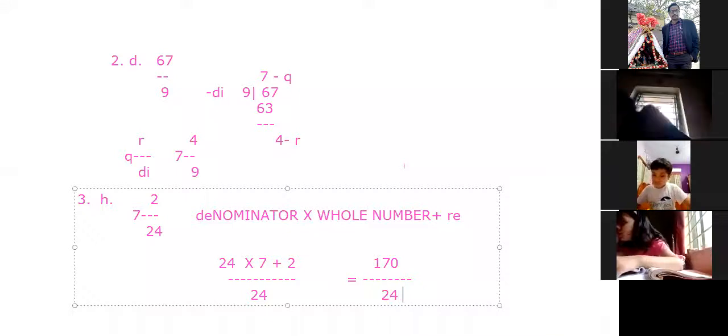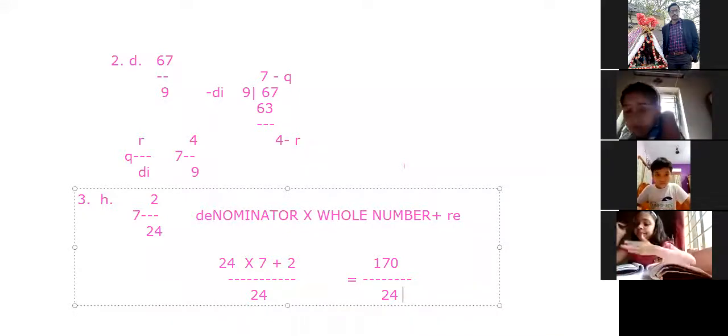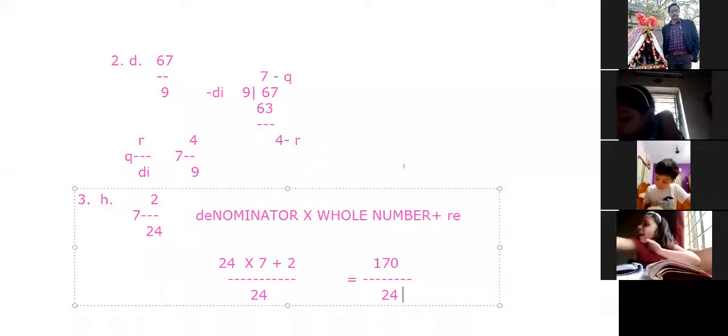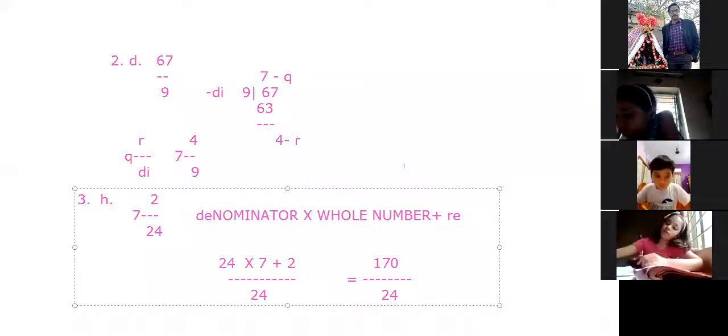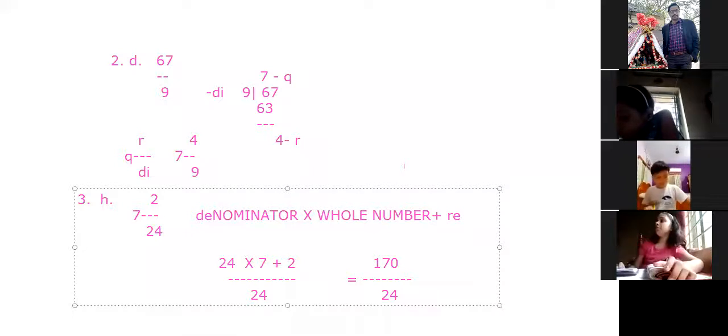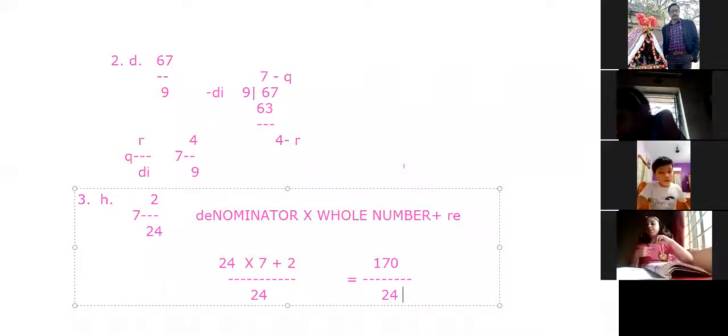So here we go, 170 by 24. The result is coming on the screen. Everybody, please check. This is how we do the simple calculation. So 9.3 is over, and now parts of a collection. This is a very interesting topic.